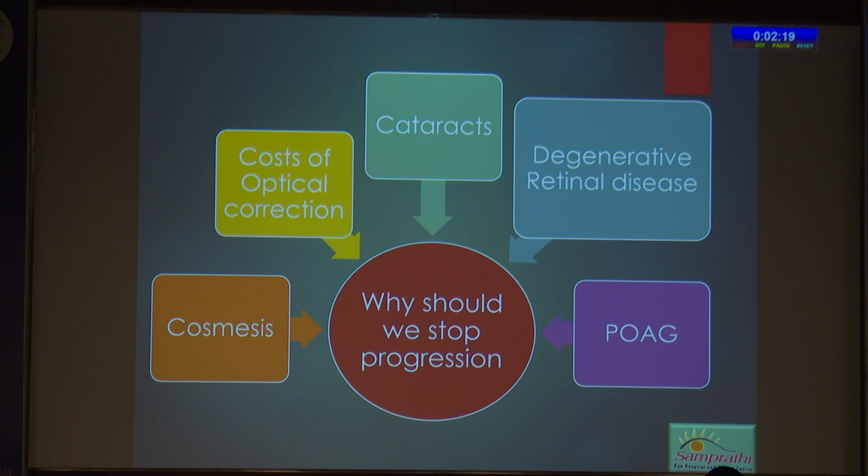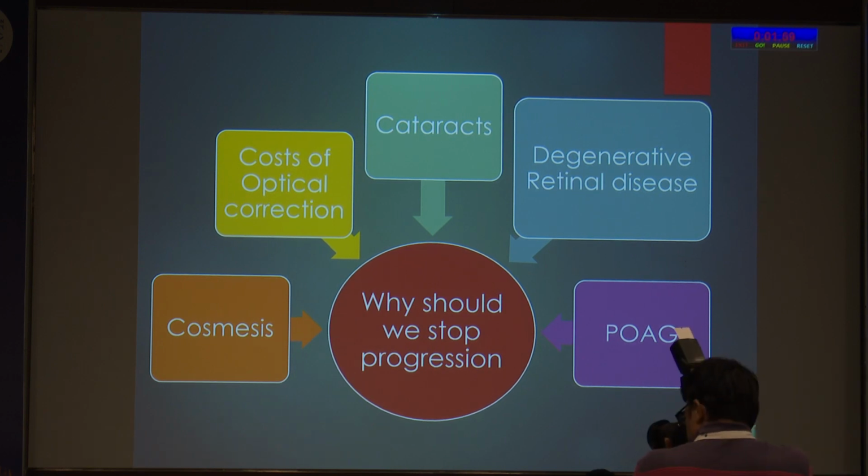So, a word about the control of progression. Progressive myopia, as we all know, has become a big problem now, and the most important reason is that myopic macular degeneration has been hypothesized to become the most common cause of irreversible blindness in the future. So that's why we should focus on preventing the progress of myopia.